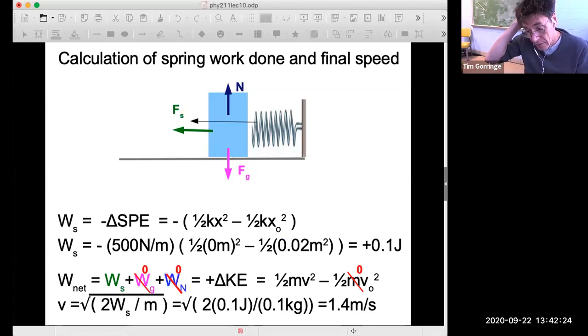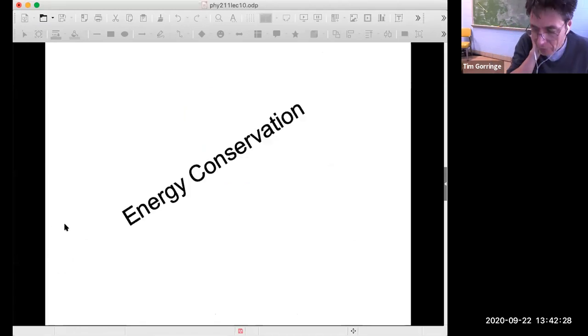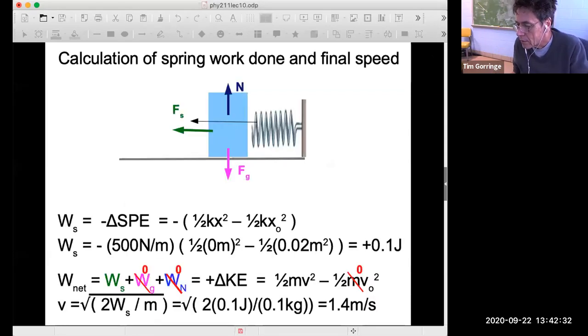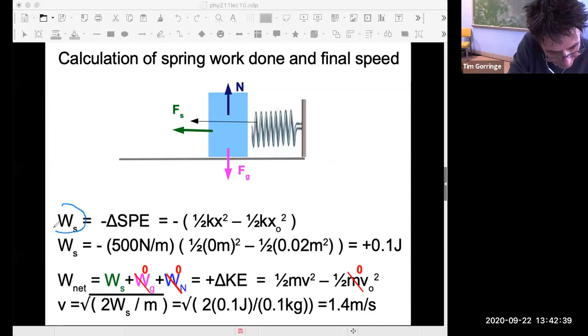So here's the calculation. In the first step, I'm going to calculate the work that's done by the spring force. And then in the second step, I calculate the speed of the block itself. So there are 2 steps. I'm going to calculate the work that's done by the spring force because it's the amount of spring potential energy that gets released when the spring expands. And the spring potential energy that gets released is going to be the difference between the final spring potential energy and the initial spring potential energy.